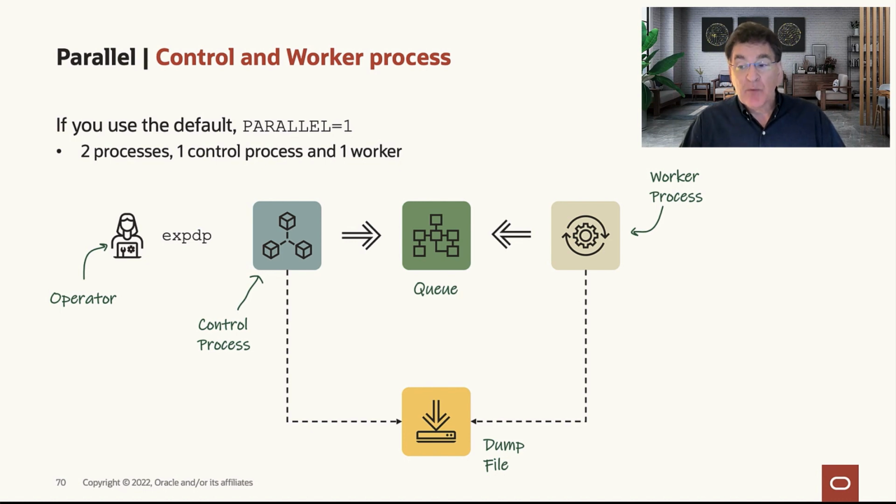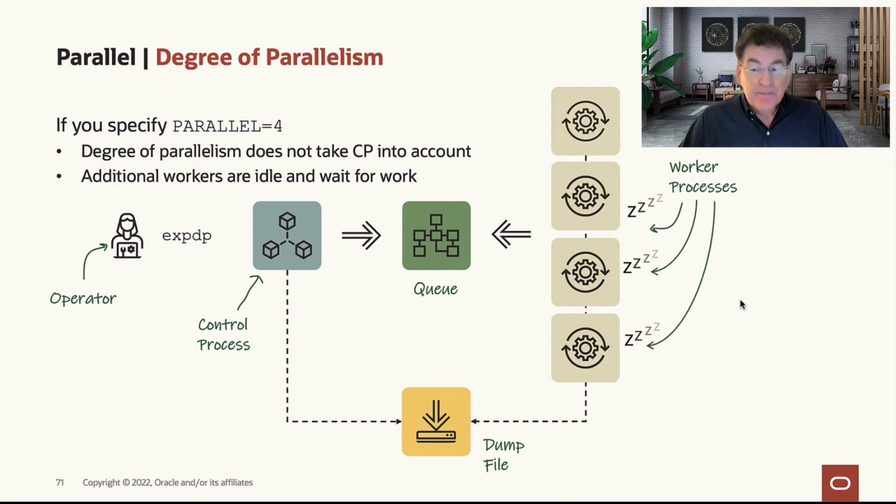However, Data Pump can export and import metadata and data in parallel. So you can optionally specify a degree of parallelism for the Data Pump job. In the example here, we're using parallel equals 4. Now that degree of parallelism of 4 is the maximum number of active parallel processes, including active workers and parallel query processes, that can be concurrently executing. It does not include the control process nor the shadow process. Any workers that are not engaged are sitting idle waiting for work, and Data Pump will only start the number of processes that it really needs to complete the task.